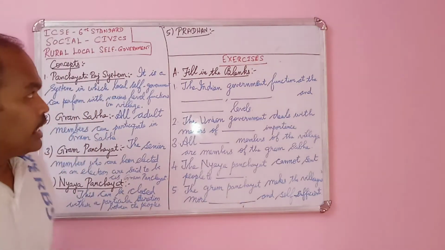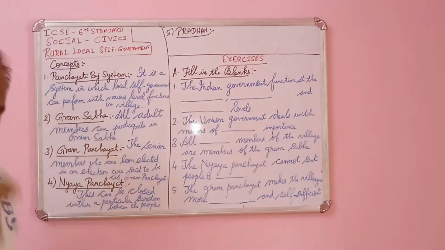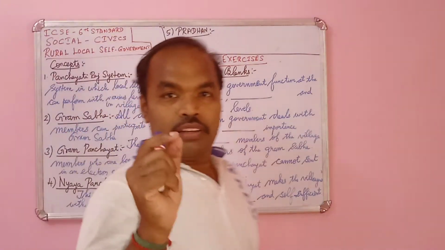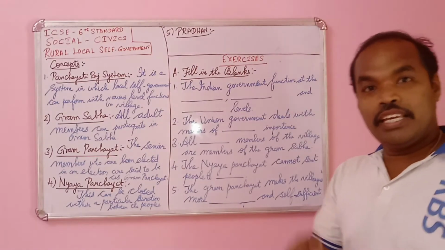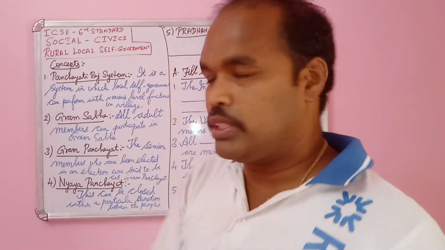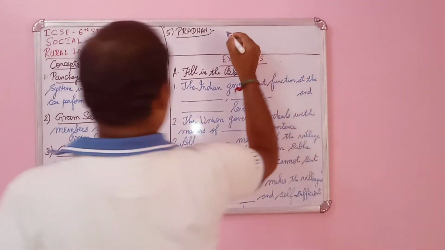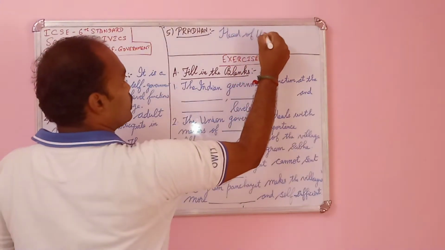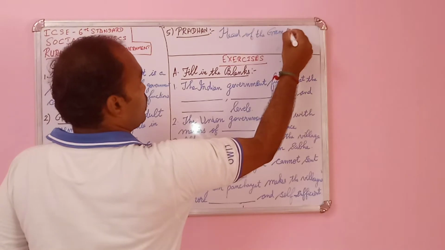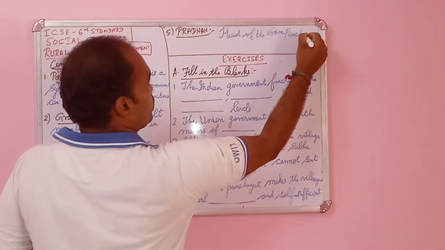Next is Pradhan. What do you mean by the word Pradhan? Pradhan means he is the head of the Grama Panchayat.